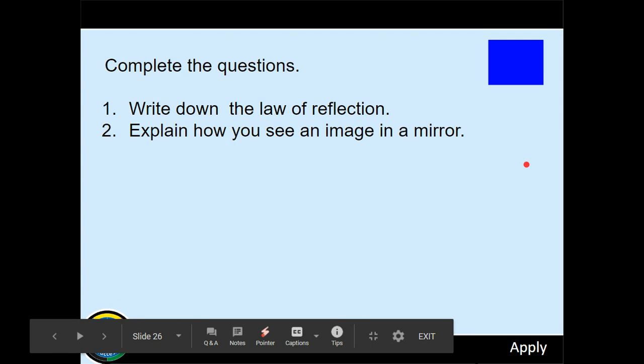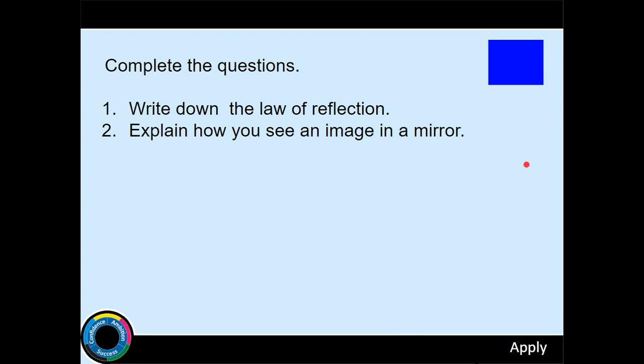Okay, complete the question. So write down the law of reflection. Okay, we've already stated that. The angle of incidence equals the angle of reflection. And number 2, explain how you see the image in the mirror. That one's going to be a bit more tricky. You may need to refer to the earlier slides. Okay, but have a go at that.